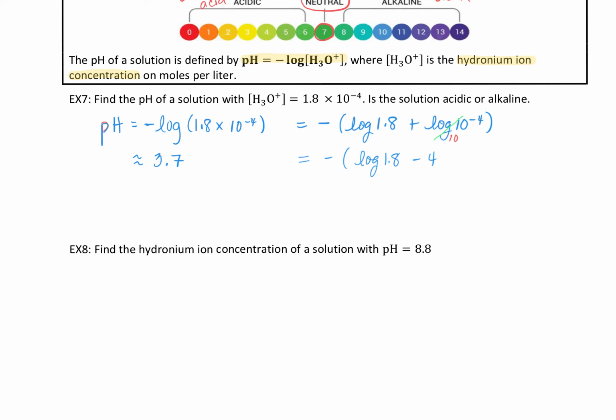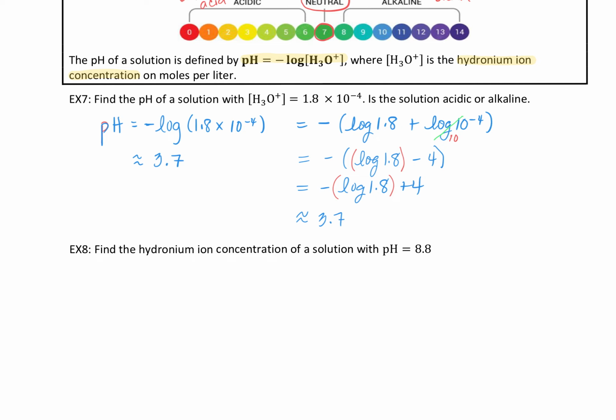Now that minus 4 is not part of the argument for the log. The log is log base 10 of 1.8. The minus 4 is separate. And then if we were to distribute that negative, we would get a negative log of 1.8. And then the plus 4 would be separate. So if you were going to put this in the calculator, this is one piece. And you should get the same value. So you can do some simplifying if you choose to, or just put it straight into the calculator.